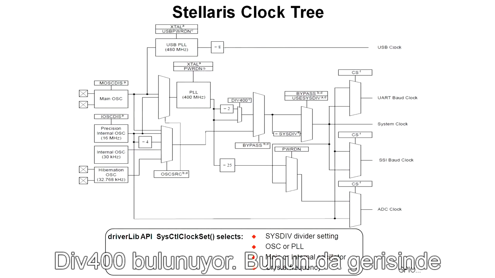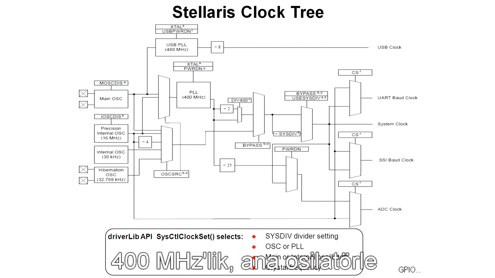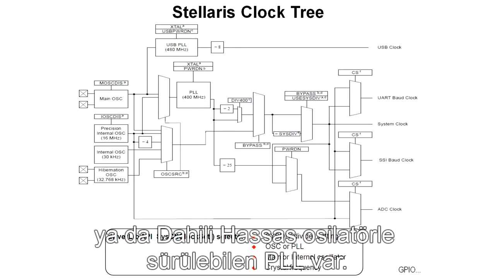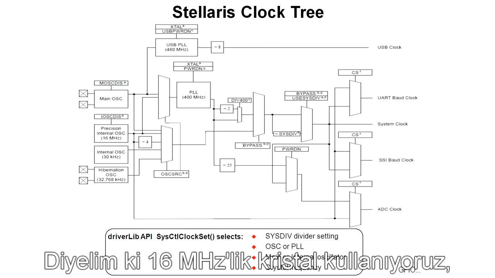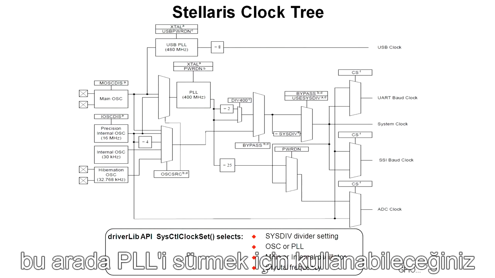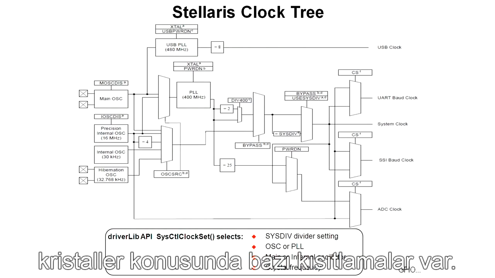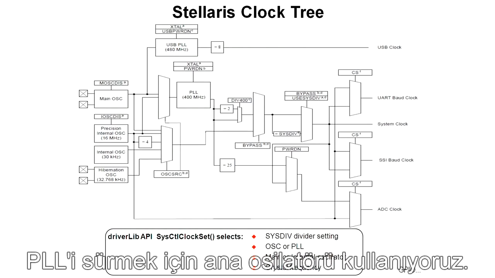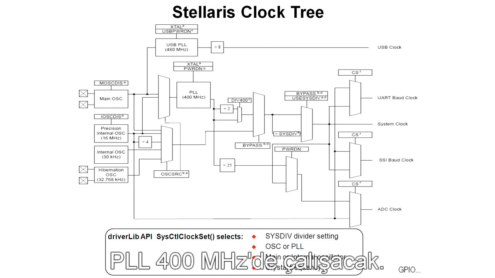Then you'll see the PLL, the 400 MHz PLL. That can be driven by the main oscillator. That can be driven by the precision oscillator. Either one of those. So let's say that we take a 16 MHz crystal. There's a limitation on the part for what crystals you could use to drive the PLL. We use the main oscillator to drive the PLL. The PLL will run at 400 MHz.